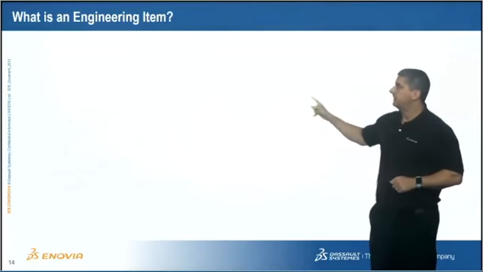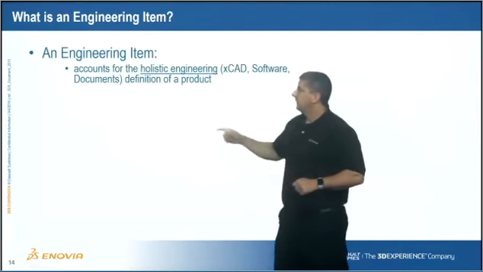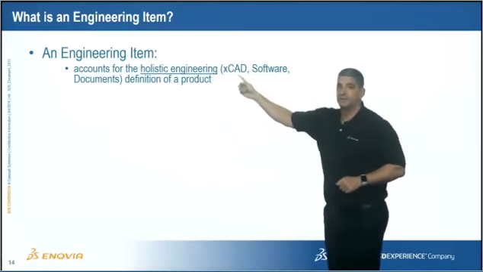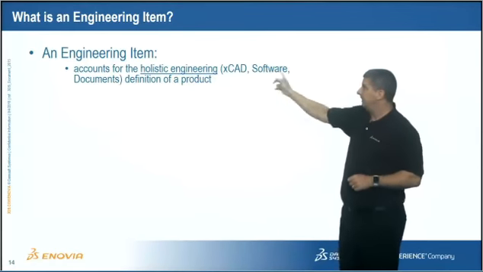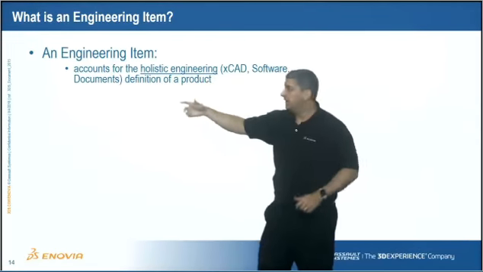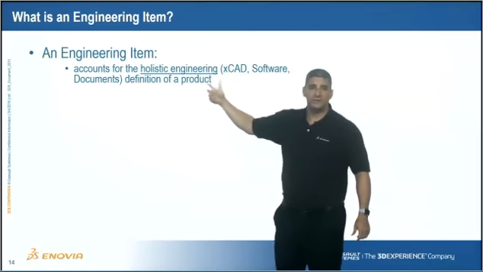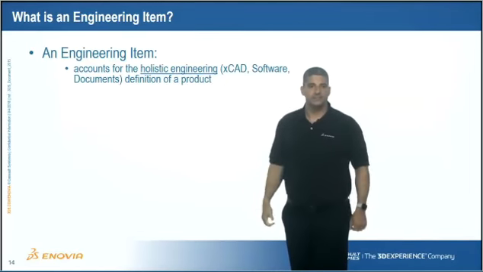So, what is it? Okay, holistic engineering, which includes the various CADs that you saw on the previous slide, software, electronics, ECAD, documents, everything that defines the product. That's an engineering item.